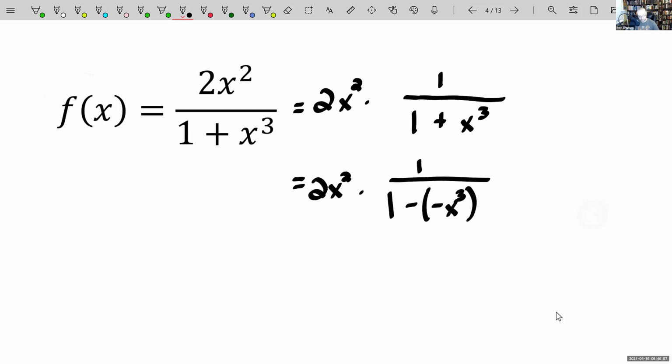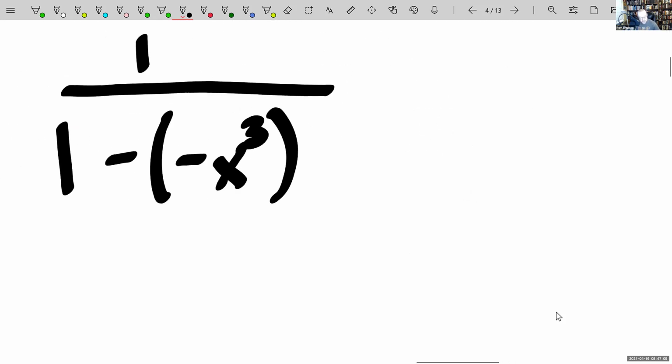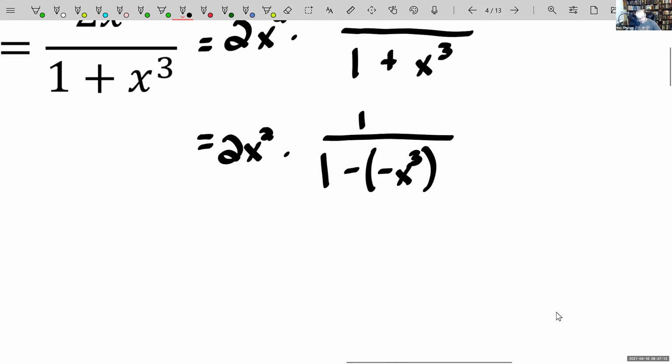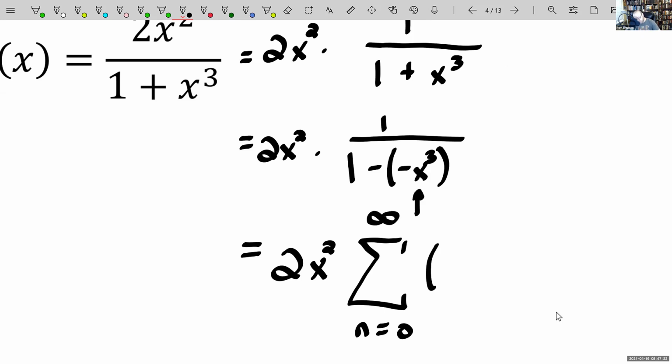And now I have it. I have my 1 over 1 minus. That picture, the 1 over 1 minus, there, I'll just zoom in. That picture right there, which is 1 over 1 minus a negative x cubed, is a power series. It's the summation, let me just go ahead and write that. It's the summation n equals 0 to infinity of that picture right there to the nth power.